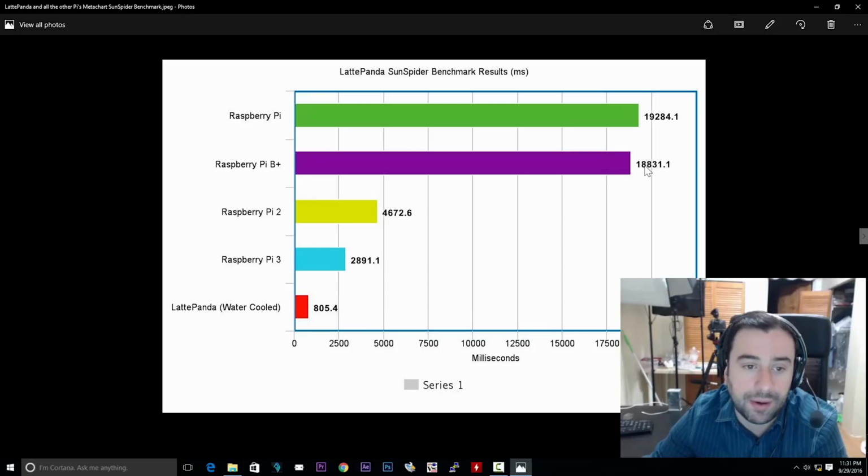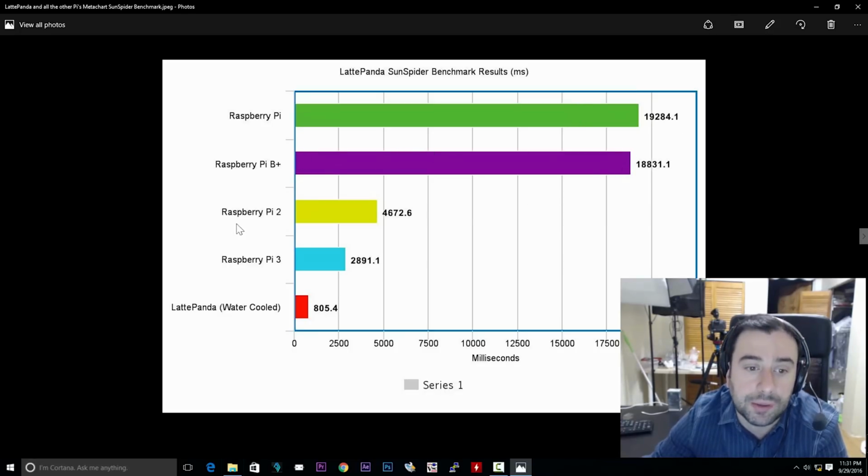Now we went down to the Raspberry Pi B Plus. There wasn't much of a difference between the Raspberry Pi B Plus and the original Raspberry Pi. The Raspberry Pi B Plus has a score of 18,831.1. Remember, the smaller the number, the better. This is how many milliseconds it took to complete the benchmark. So the faster you complete it, the better the results. Not much difference between the Raspberry Pi and the Raspberry Pi B Plus.